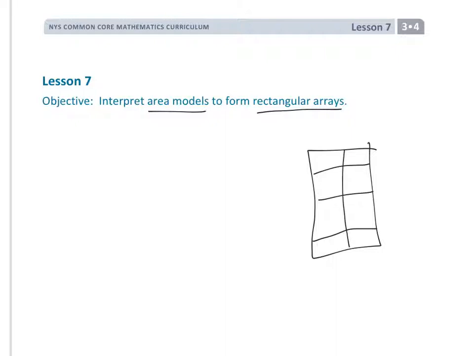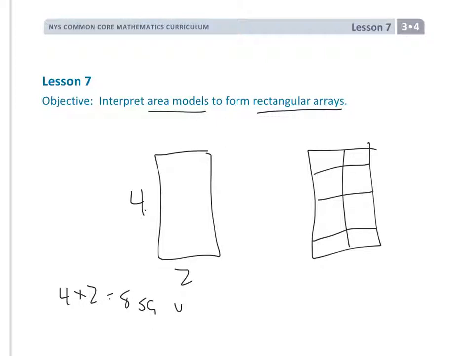An area model is just a rectangle that has the same shape as the array, but it also has the side length labeled. Actually, that would not be a 3, it would be a 4 and a 2, and that gives you 4 times 2 equals 8 square units. So that's what we're going to be doing during this lesson.